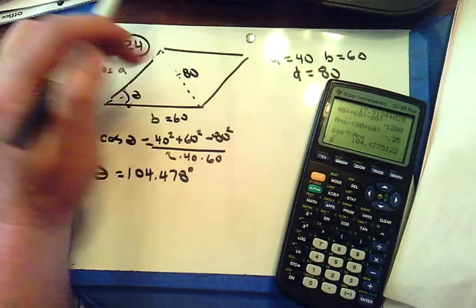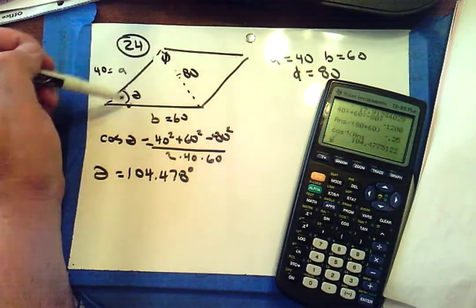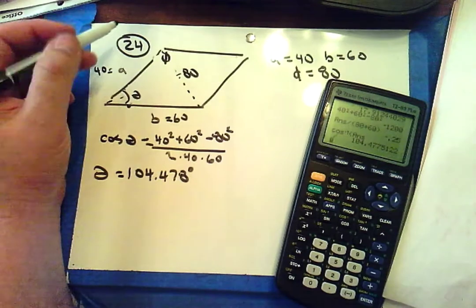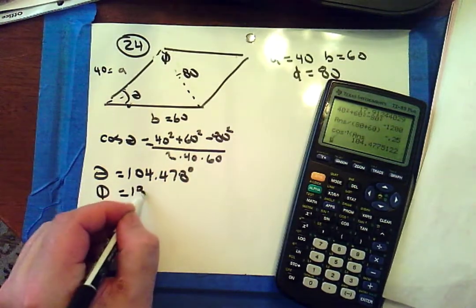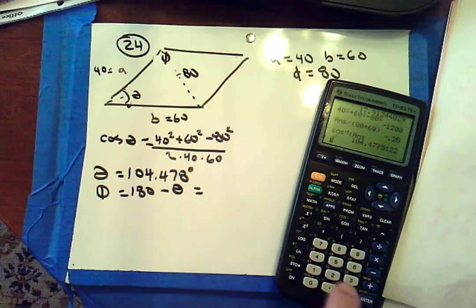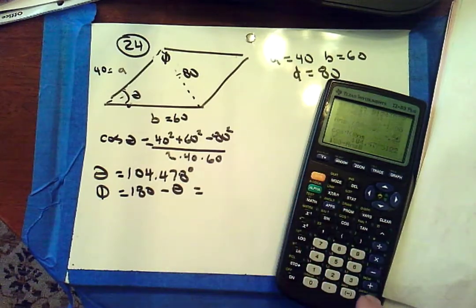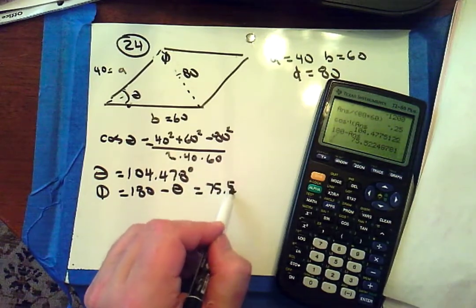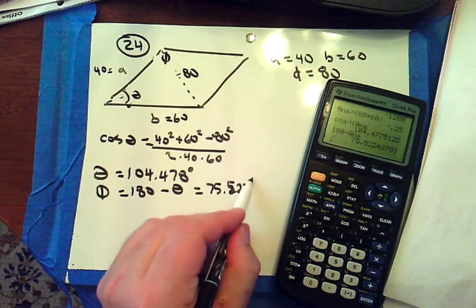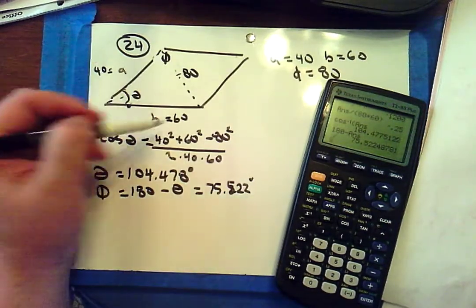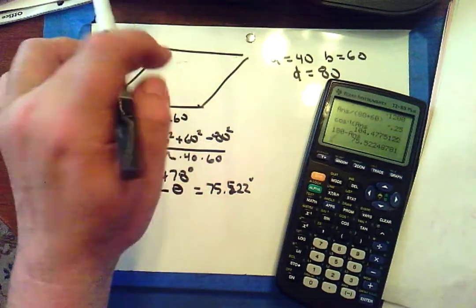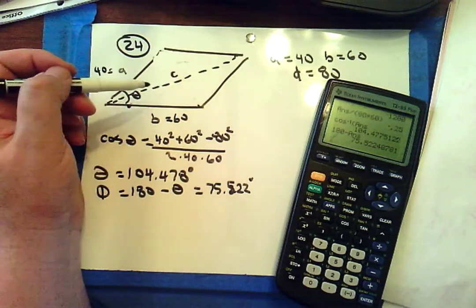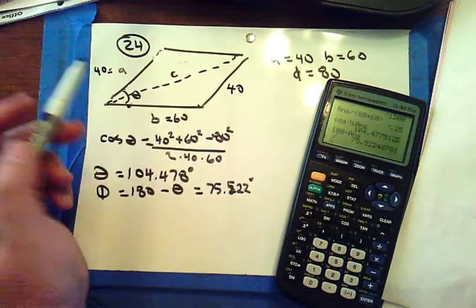Remember, we also need to find phi. And we know that theta and phi, same side interior or adjacent interior angles, are going to be supplementary. So all I have to do is 180 minus theta to get phi. If I find one angle, finding the other one is pretty straightforward. 75.2522 degrees. Okay, those are the two angles. We've got three sides, but we still need to find this diagonal here, C. We know this is 40 over here.